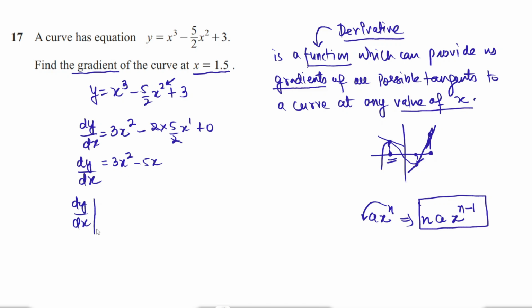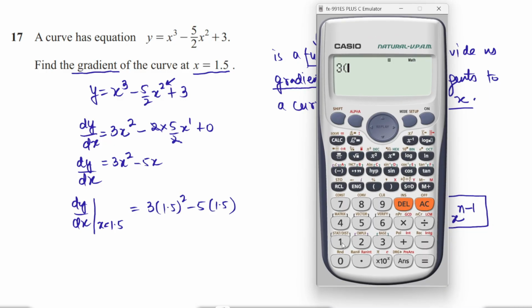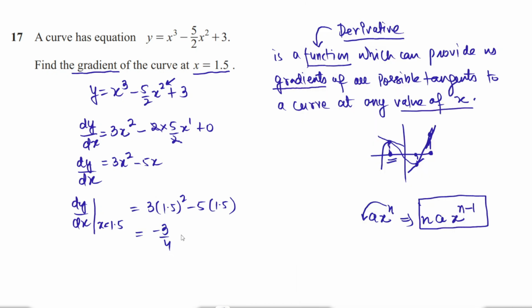dy by dx at x equals to 1.5. So 3 times 1.5 square minus 5 times 1.5. Let us bring the calculator out and calculate these values. If we see 3 times 1.5 square minus 5 times 1.5, okay, let us see, it gives us minus 3 by 4, and that is our required answer. So I always take some time because I want to discuss the concept behind in a short period of time.